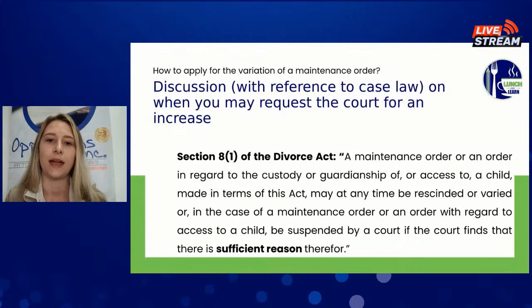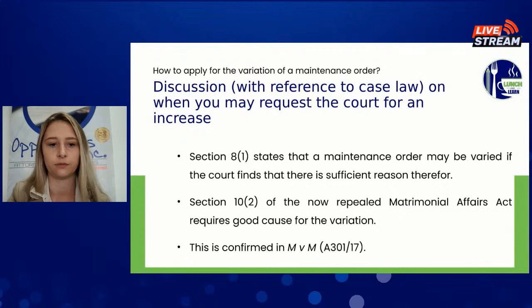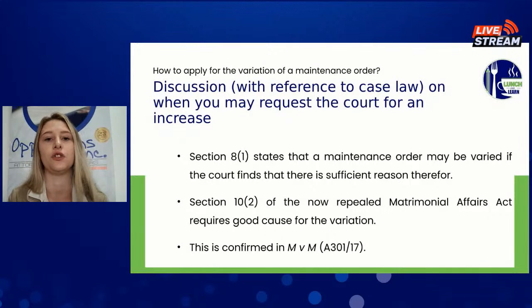So we see that both the Maintenance Act and the Divorce Act state that there has to be a sufficient reason why you are applying to vary your original maintenance order, as well as adequate cause, but we will get to that. For now, always remember that there has to be a sufficient reason why you are applying for a variation. You can't just apply for a variation if there is no reason for doing so. Basically, a maintenance order may be varied if the court finds that there's sufficient reason therefor. And then section 10(2) of the now repealed Matrimonial Affairs Act requires good cause for the variation. This was also confirmed in the case of M versus M.